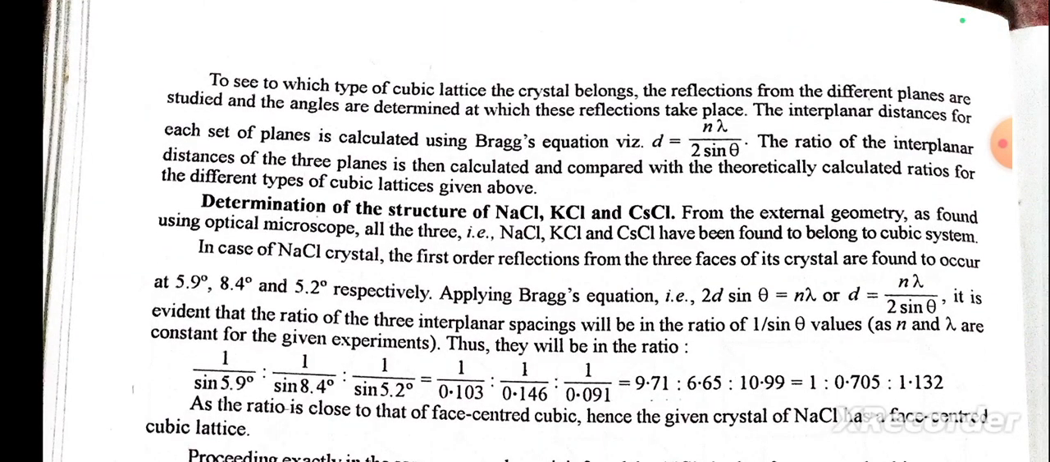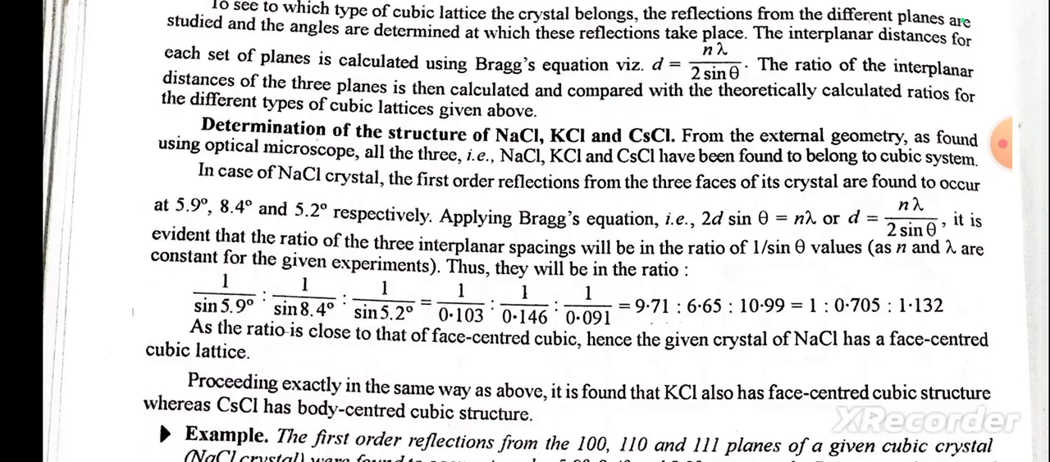To see which type of cubic lattice the crystal belongs to, the reflection from the diffraction planes of the crystal is studied, and the angle at which these reflections take place is determined. The interplanar distance of each set of planes is calculated using the Bragg equation, d is equal to n lambda by 2 sine theta. The ratio of interplanar distances of the three planes is then calculated and compared with the theoretical ratios for the different types of cubic lattice given above.